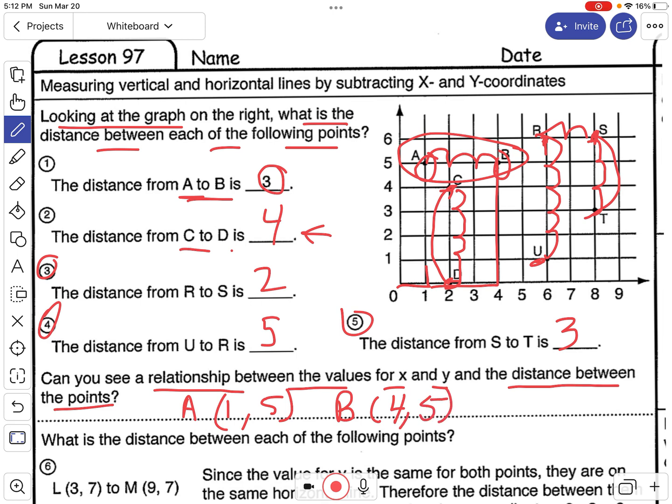Can you tell how you can come up with the answer of 3 when you're looking at these numbers? 1, 5 and 4, 5. Where does the 3 come from? Pause the video and think about that for a second. Let's see if you can figure out the answer. Where do we get a 3 out of these numbers?